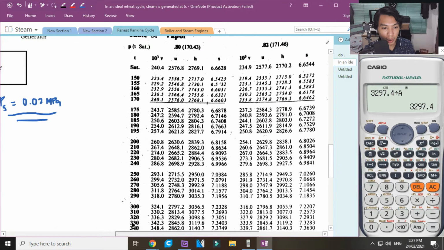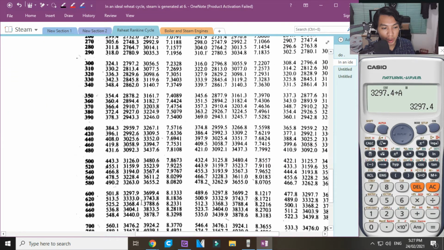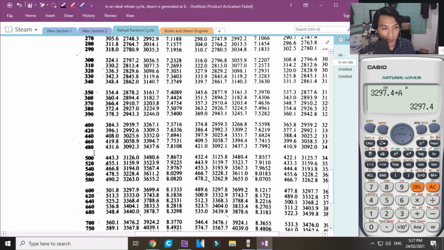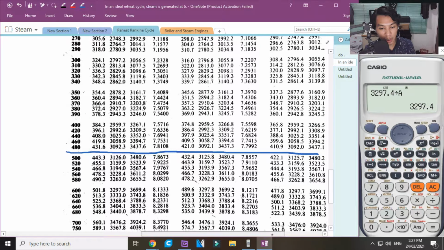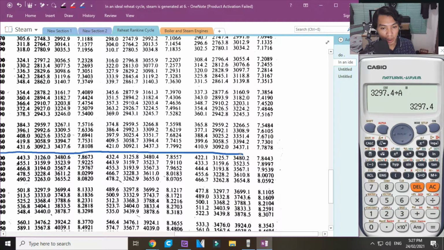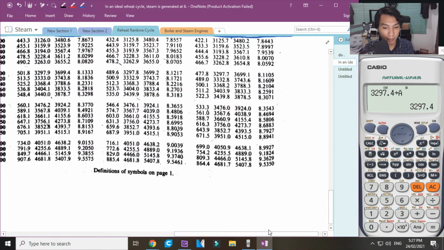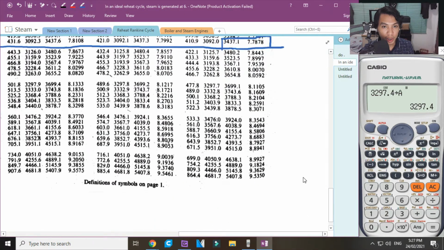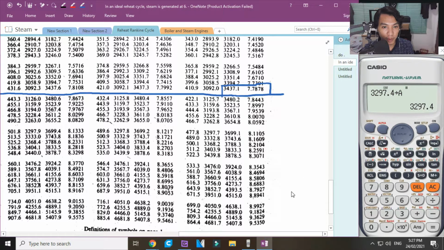So, 0.84. Okay, trace natin. This is nasa dulo. 480, ayun. 480, this line. Okay? This line. Yan, trace natin. So this is the H and S3. Yan. Ano yung H niya? 3437.1.